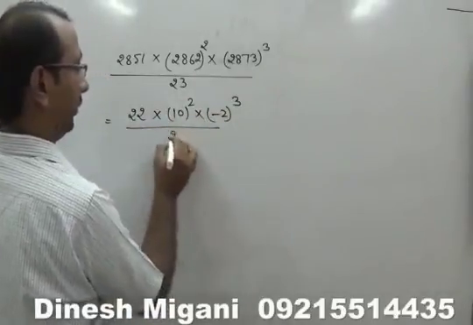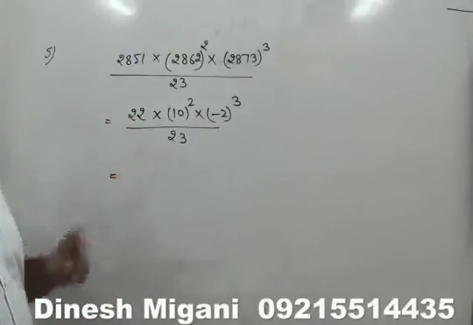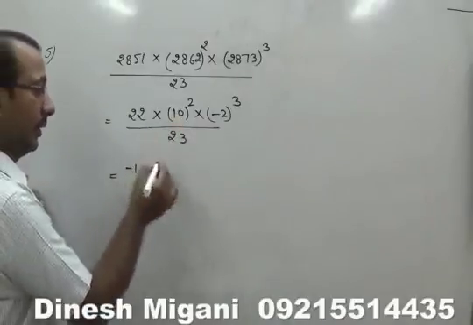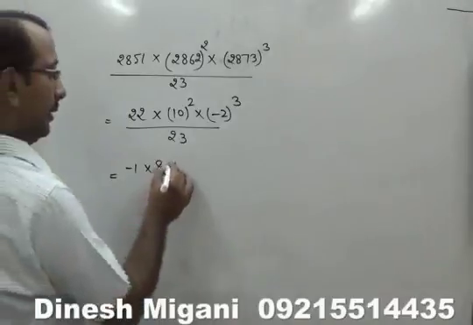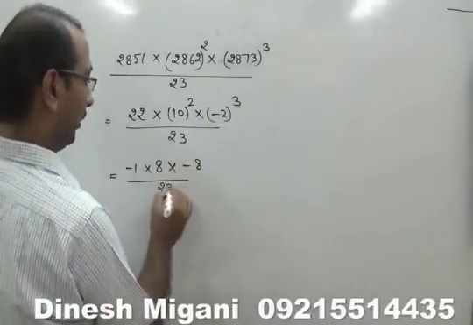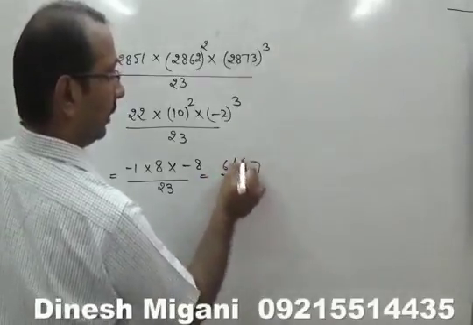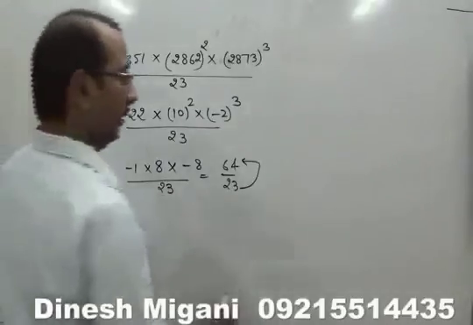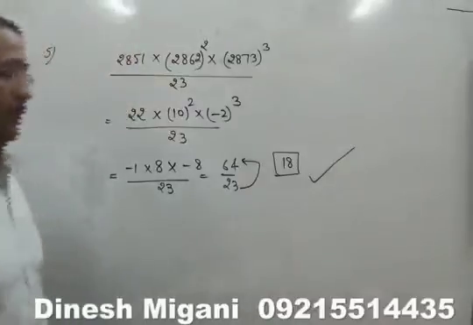Divide by 23. Okay. Now what I can say? 22 when divided by 23, the remainder is minus 1. You may take it. 100 by 23, the remainder is 8 because 23 4s are 92. Similarly, minus 2 cube is minus 8. Okay. I have to divide this by 23. Now, 64 by 23. You can simply divide. 23 2s are 46. Right. So here I can say my remainder is 18. So my final answer is 18.